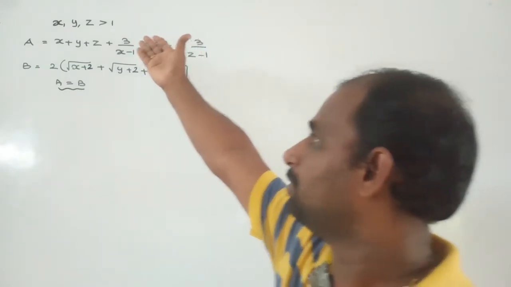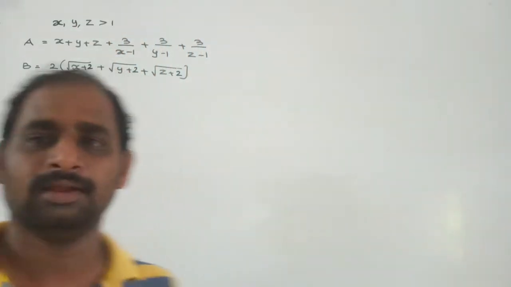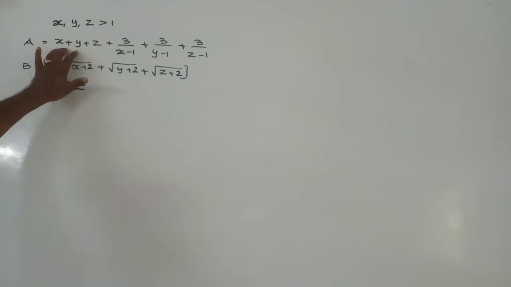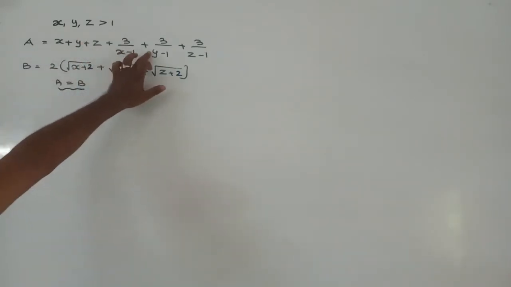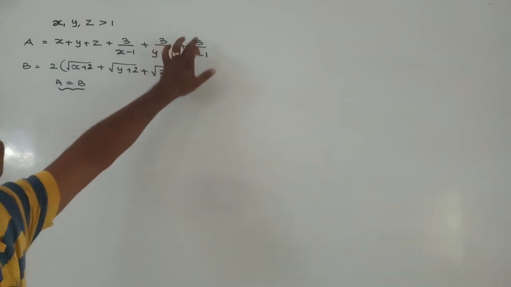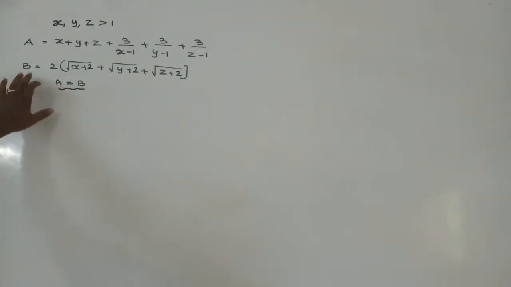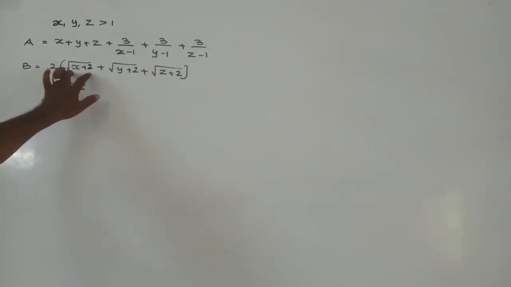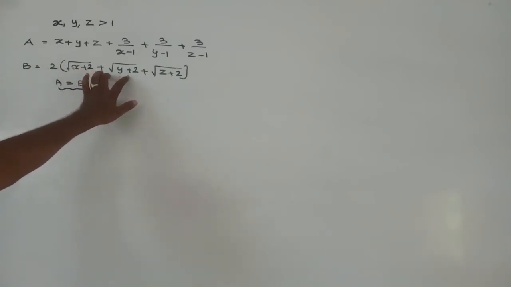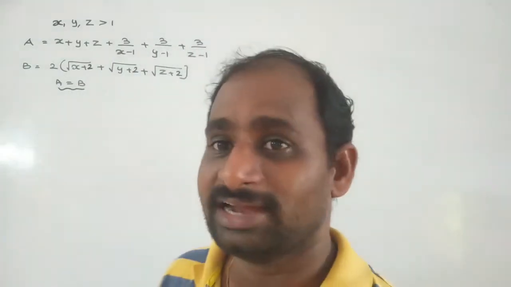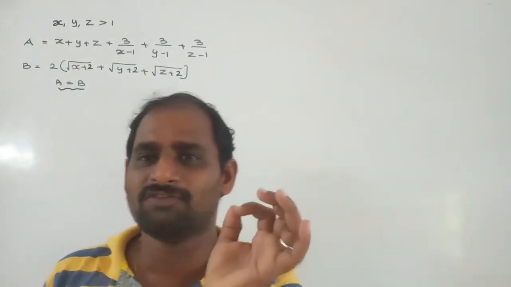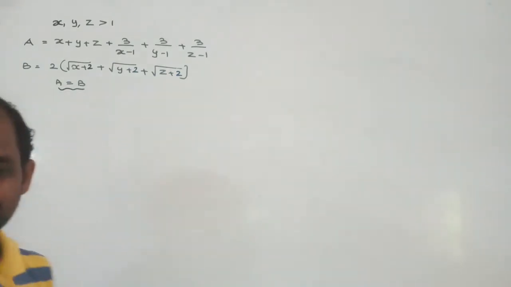Today we are going to discuss a beautiful problem. x, y, z are greater than 1, and a is equal to x plus y plus z plus 3 by x minus 1 plus 3 by y minus 1 plus 3 by z minus 1, and b is equal to 2 into root x plus 2 plus root y plus 2 plus root z plus 2, and the condition is a is equal to b. Then find the value of x, y, z.